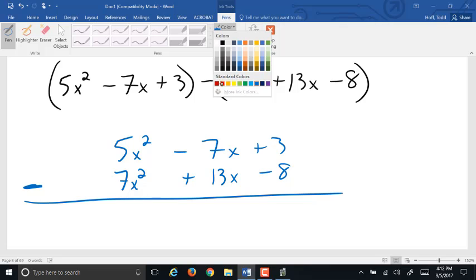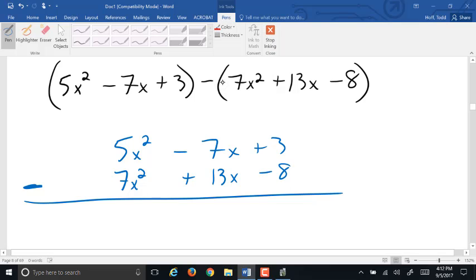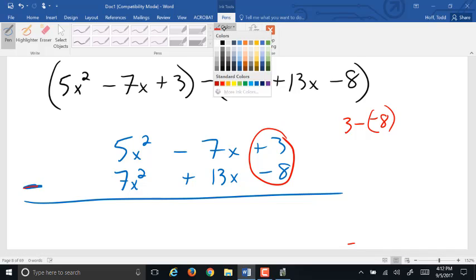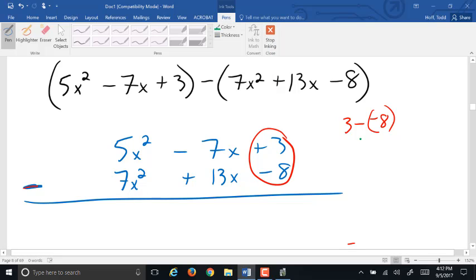Here's where, like I said, I see a lot of calculation mistakes because of the negatives. I always rewrite the problem off to the side and I work with it. This is 3 minus a negative 8. Remember, we are subtracting. 3 minus a negative 8 becomes 3 plus 8. So this is positive 11.